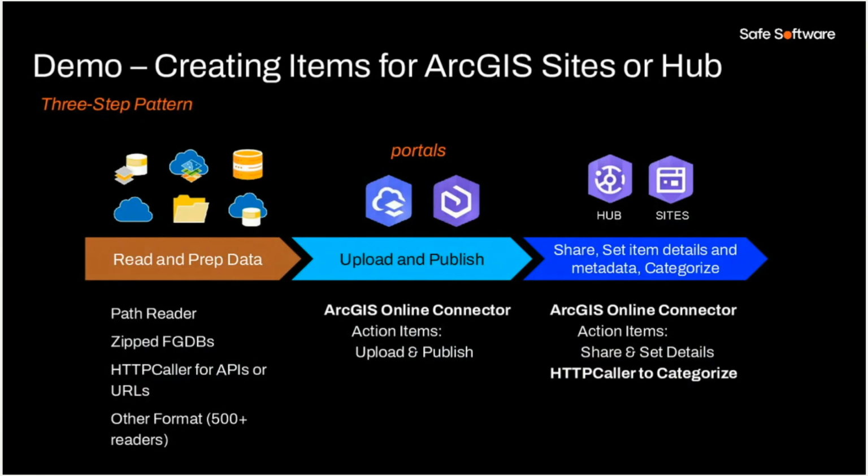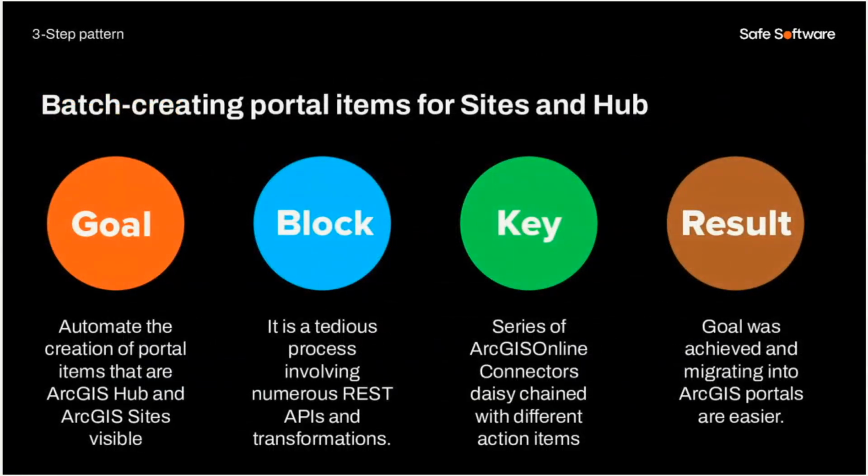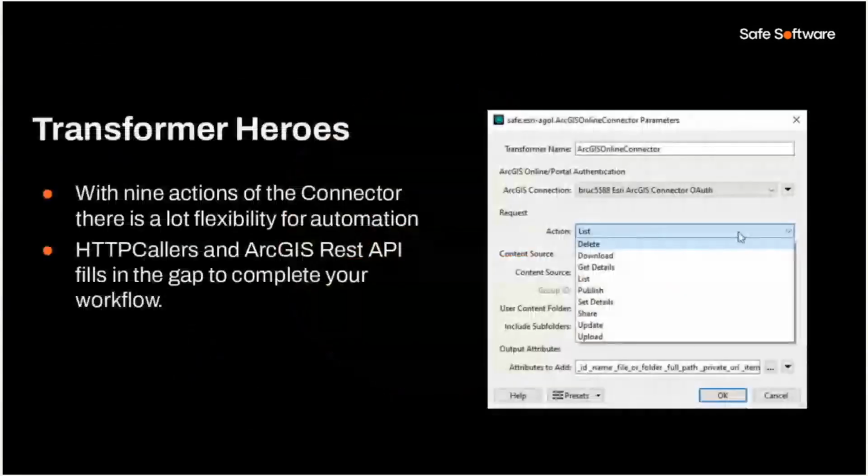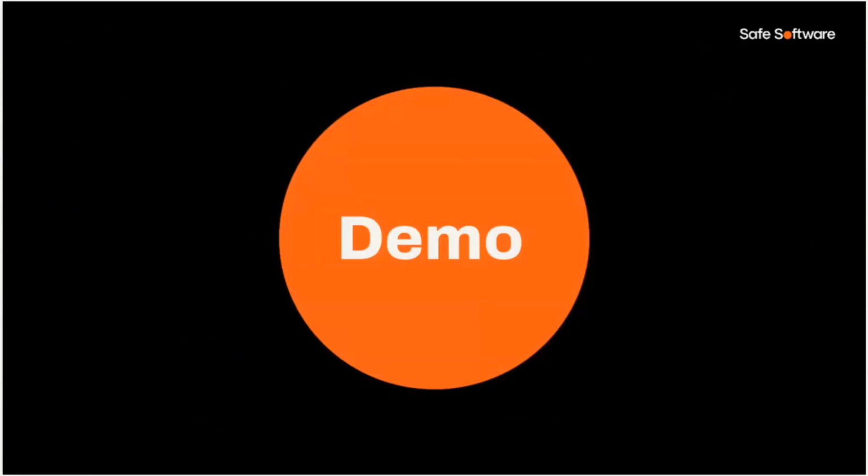All right. We go on next to our demo. We are going to batch create portal items for sites and hub by automating the creation of these portal items. It is a tedious process involving numerous REST APIs and transformation, but thanks to the ArcGIS Online connectors, this goal was achieved and automation can be attained. All right. Our first demo, let's click on the demo.